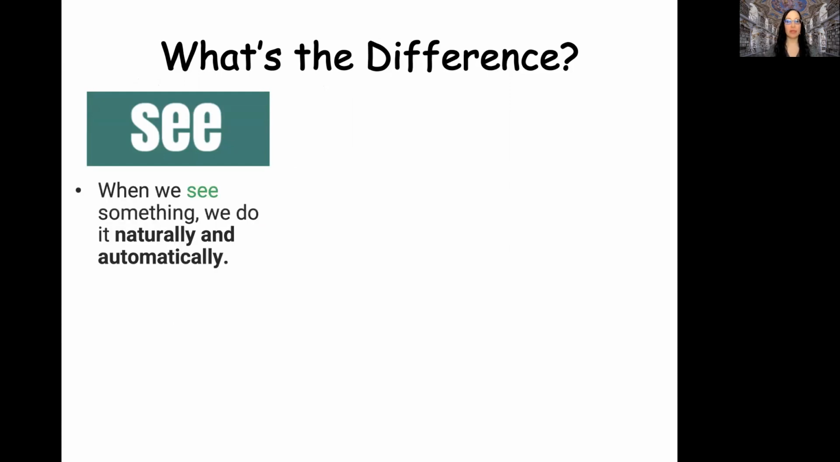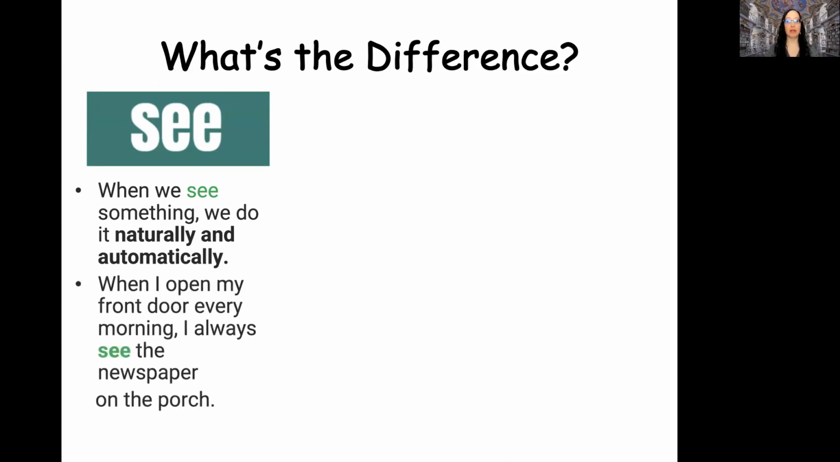When we see something, we do it naturally and automatically. For example, when I open my front door every morning, I always see the newspaper on the porch. So we just do this naturally and automatically because we're opening the door.